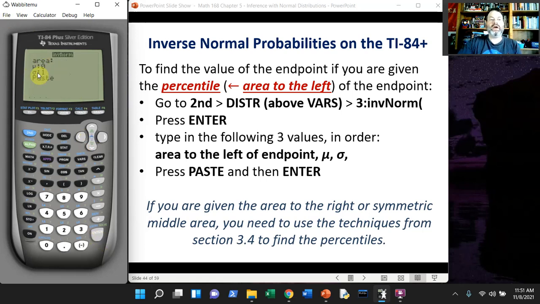Notice we have area, mu, sigma, right? However, when it says area, it means area to the left of the endpoint. You have to put in the area to the left. If you put in anything else, you will get it wrong. Well, the area to the left of the endpoint is what we called the percentile back in chapter 2. And we also did percentiles in chapter 3, when we did confidence intervals using percentiles.